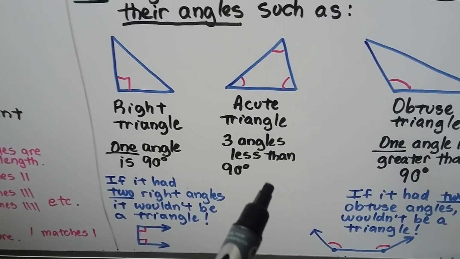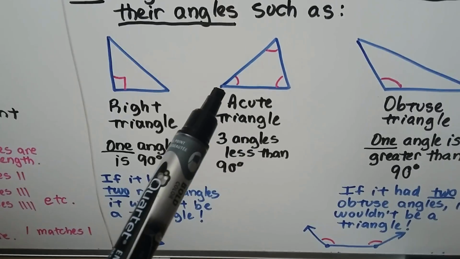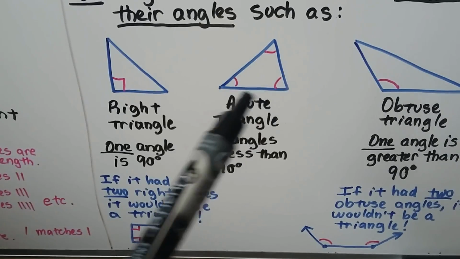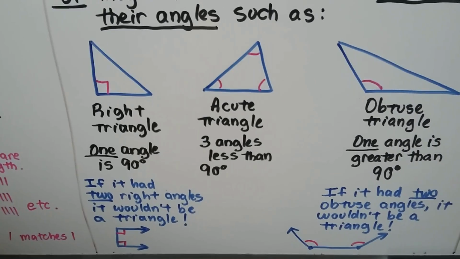Acute triangles have 3 angles that are less than 90 degrees. So remember, acute angles are less than 90 degrees. They're cute and little. So all 3 of these are less than 90 degrees.